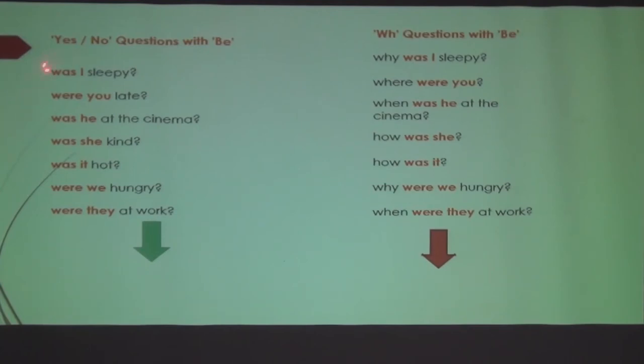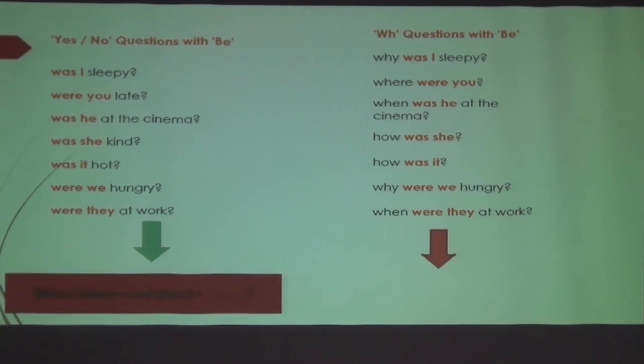For the questions, yes, no questions with the verb to be, we just invert the subject with the verb. I was becomes was I. Was I sleepy? Were you late? Was he at the cinema? Was she kind? Was it hot? Were we hungry? Were they at work? Okay? So please, can you try to help me to find the rule for this one? What is the rule for yes, no questions with the verb to be?